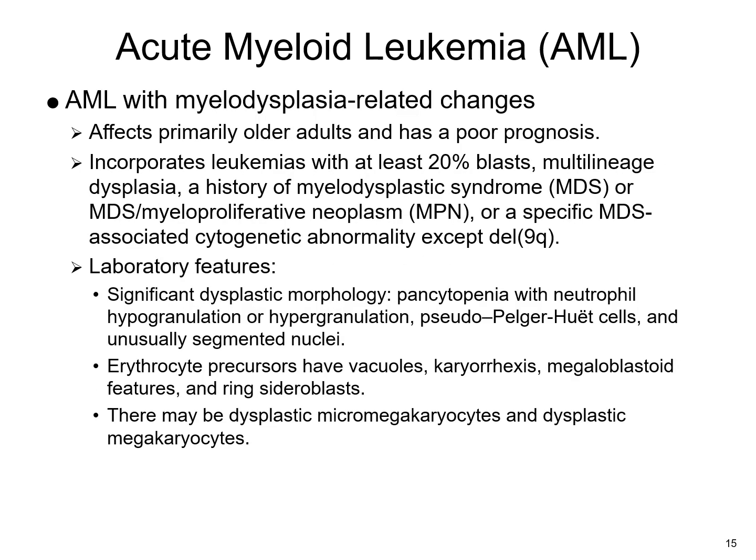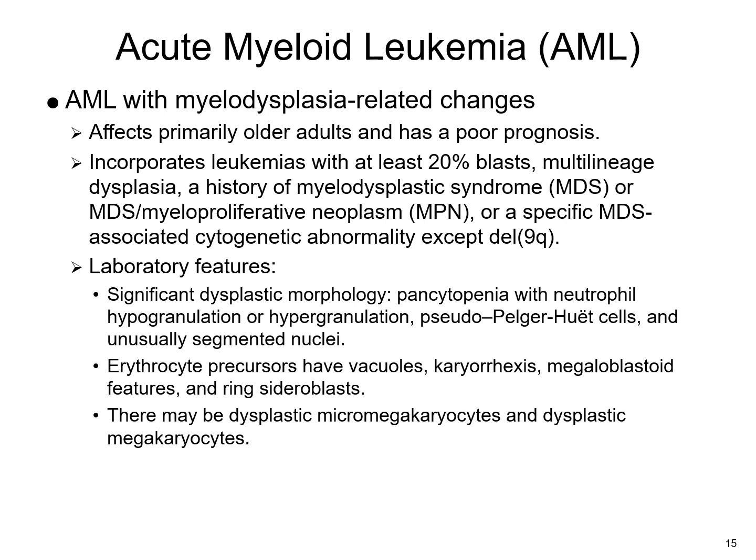Acute myeloid leukemia with myelodysplastic related changes is going to affect primarily older adults, and it has a poor prognosis. So this incorporates leukemias with at least 20% blasts with a multilineage dysplasia and a history of myelodysplastic syndromes, or some sort of myeloproliferative neoplasm, or some sort of myelodysplastic syndrome associated with some sort of cytogenetic abnormality, except when there's a deletion of 9q. Now that involves something else.